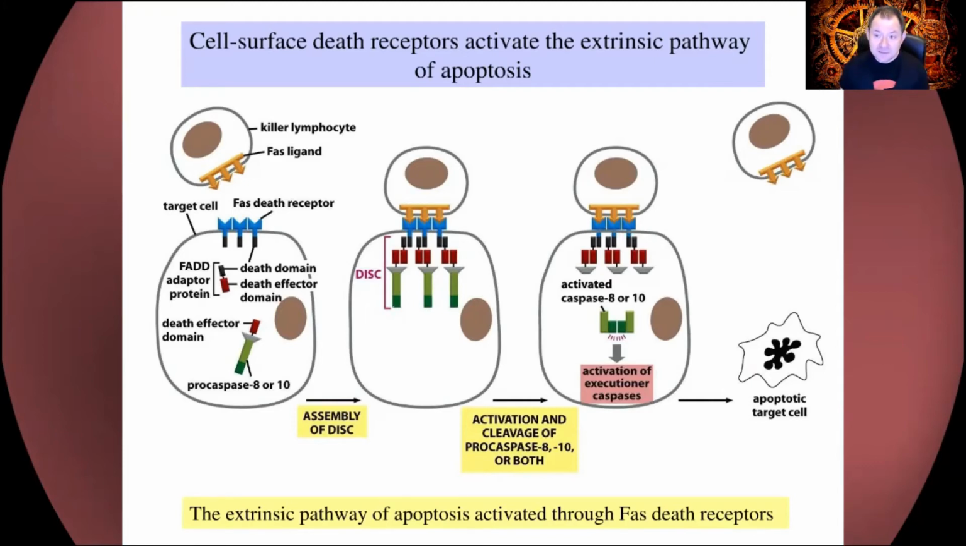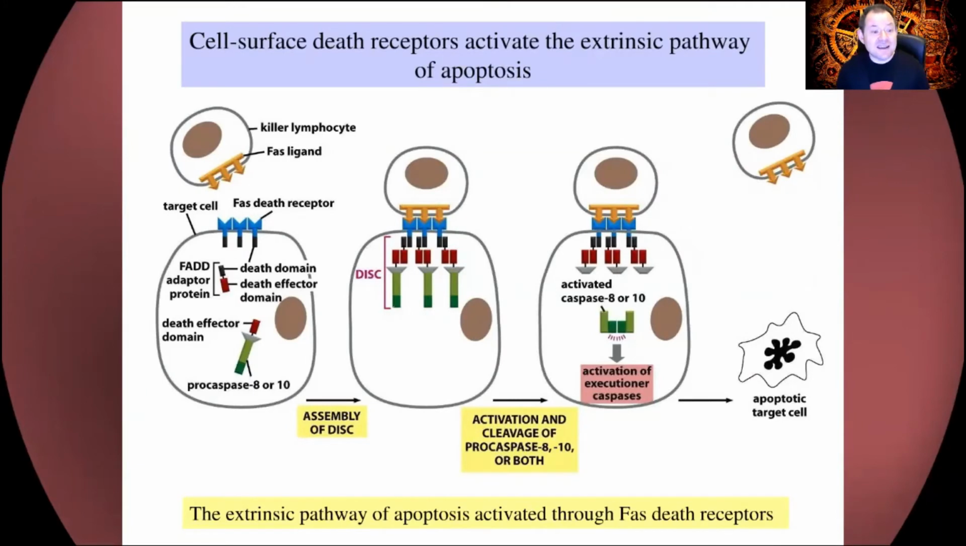So their death domain can stick to the death domain of the Fas death receptor when it's activated. So the end result here is all these Fad adapter proteins line up to the activated Fas death receptor and stick their death domains against the death domains of the Fas death receptor. Now, the Fad adapter protein doesn't just have a death domain, it also has at the other side a death effector domain. So these death effector domains stick to other death effector domains when activated.